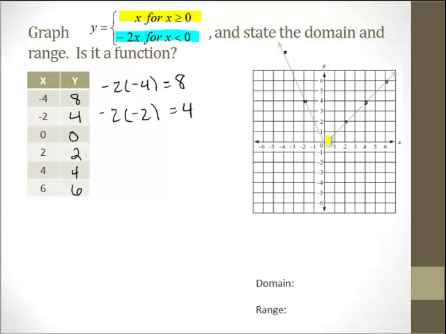The domain is going forever both directions. So the domain would be all real numbers. The range is going forever this direction. So the range is going to be 0 to infinity.